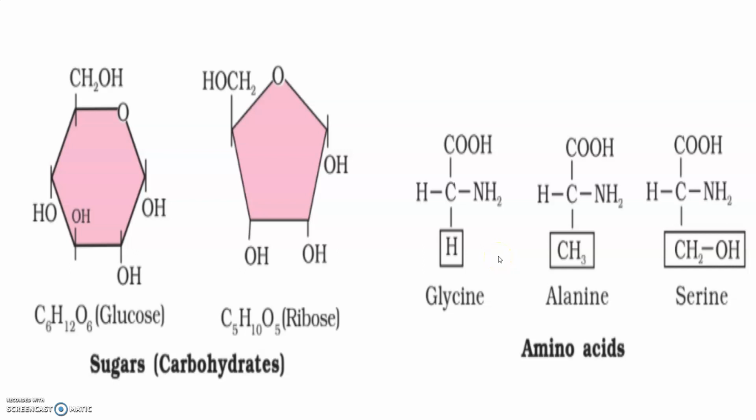Now, three of the amino acids which are shown here are glycine, alanine, and serine. You can see here the R group. The R group has been changed in all three: a hydrogen in glycine, a methyl group in alanine, and a hydroxymethyl group in serine.